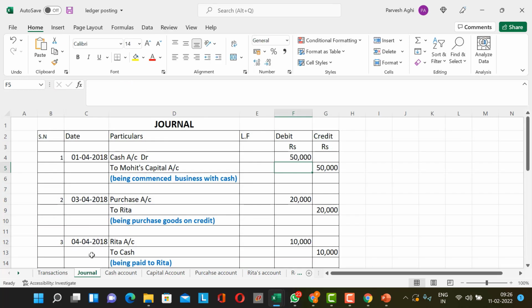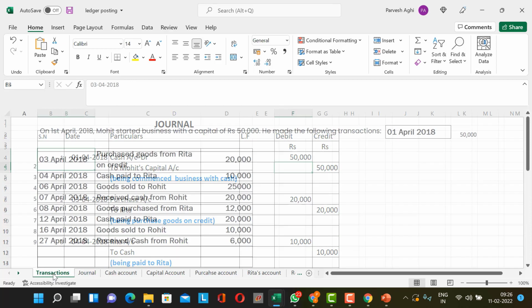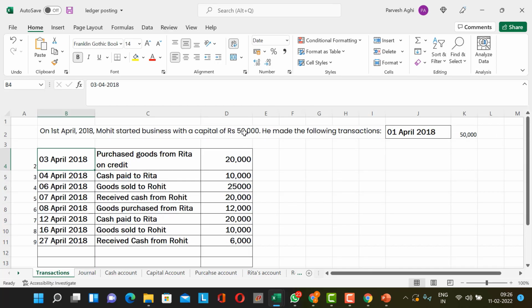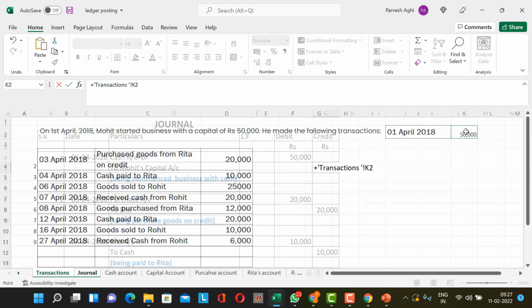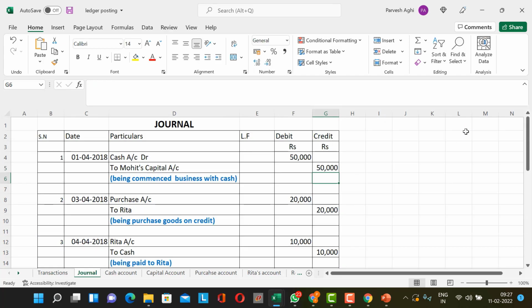The first transaction was written here, so we can't copy from here. That's why I've put the date and the amount separately so that I can just copy. And I did the same thing for all the transactions. So these are basically all formula-driven Excel sheets. Here also I'll just copy the same 50,000 from the transaction. So this is basically the first transaction.